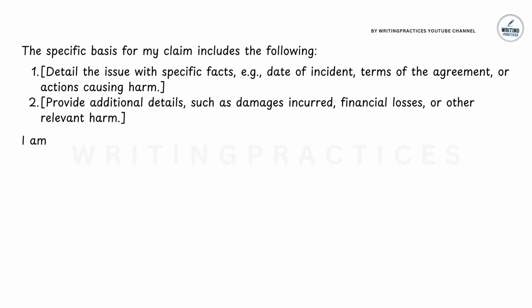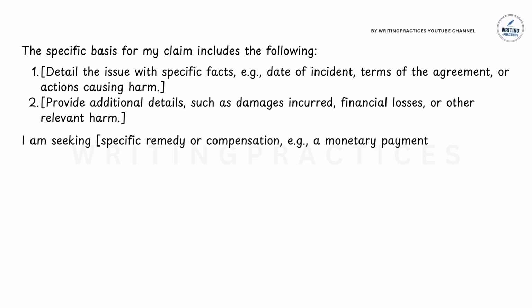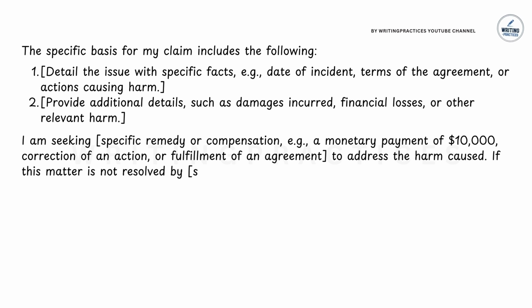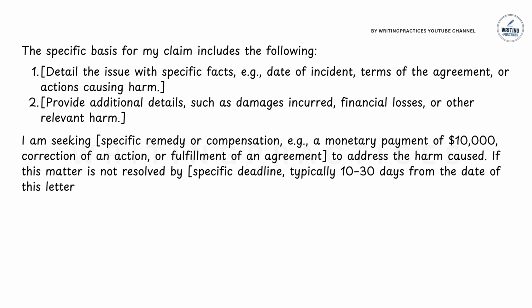Body paragraph 3. Requested remedy and deadline. Next, explain what you're seeking and set a deadline. For example, I am seeking specific remedy or compensation, such as $10,000, fulfillment of an agreement to address the harm caused. If this matter is not resolved by specific deadline, typically 10 to 30 days, I will proceed with filing a formal lawsuit. Setting a clear deadline adds urgency and gives the recipient a final chance to resolve the matter outside of court. Be reasonable but firm.